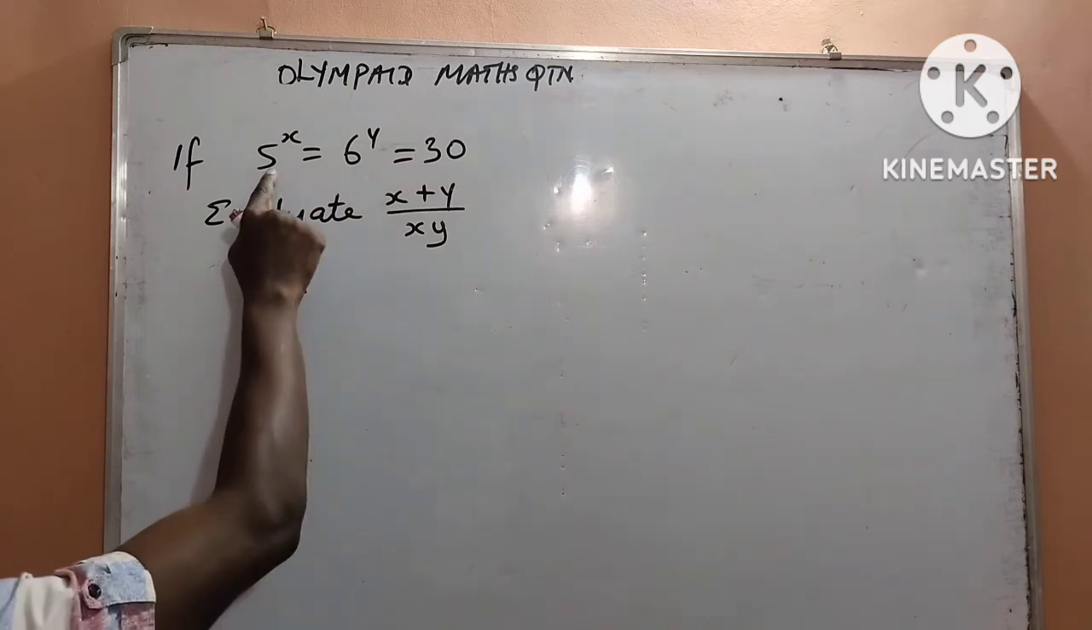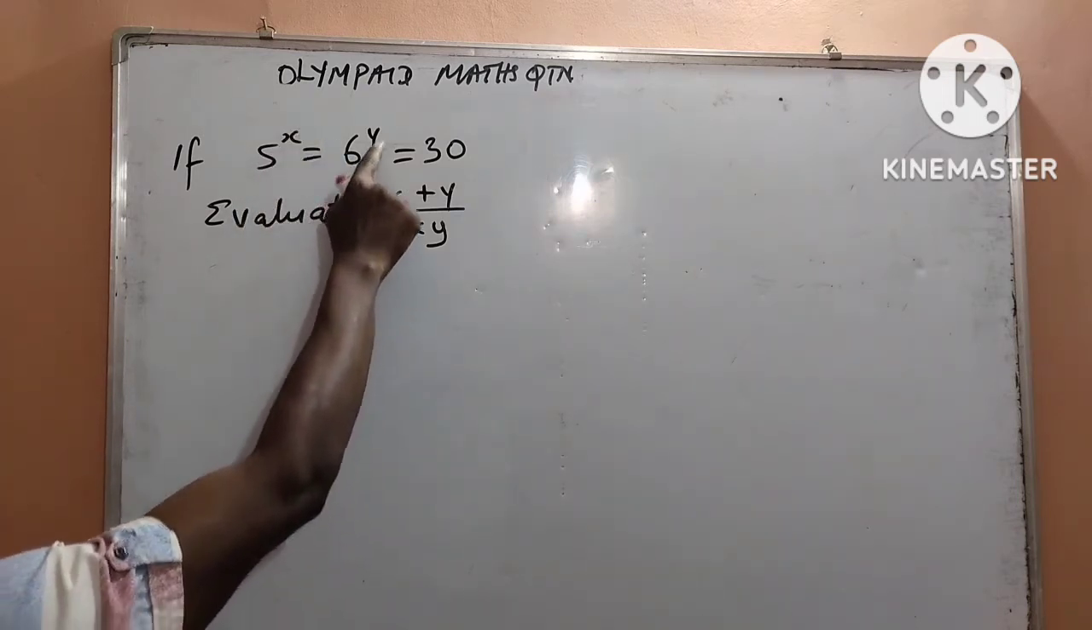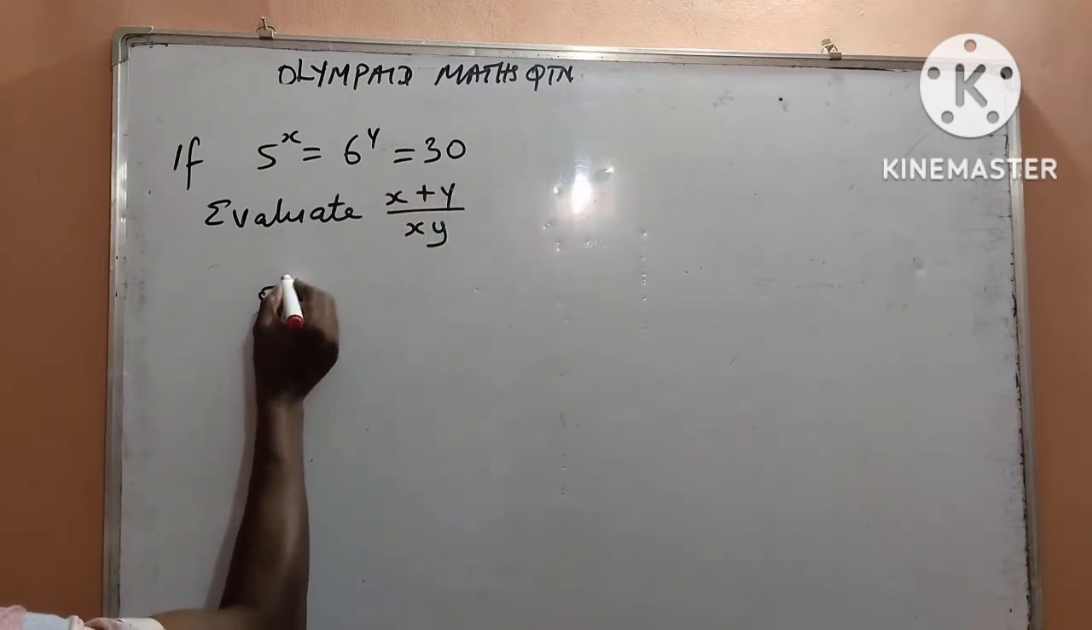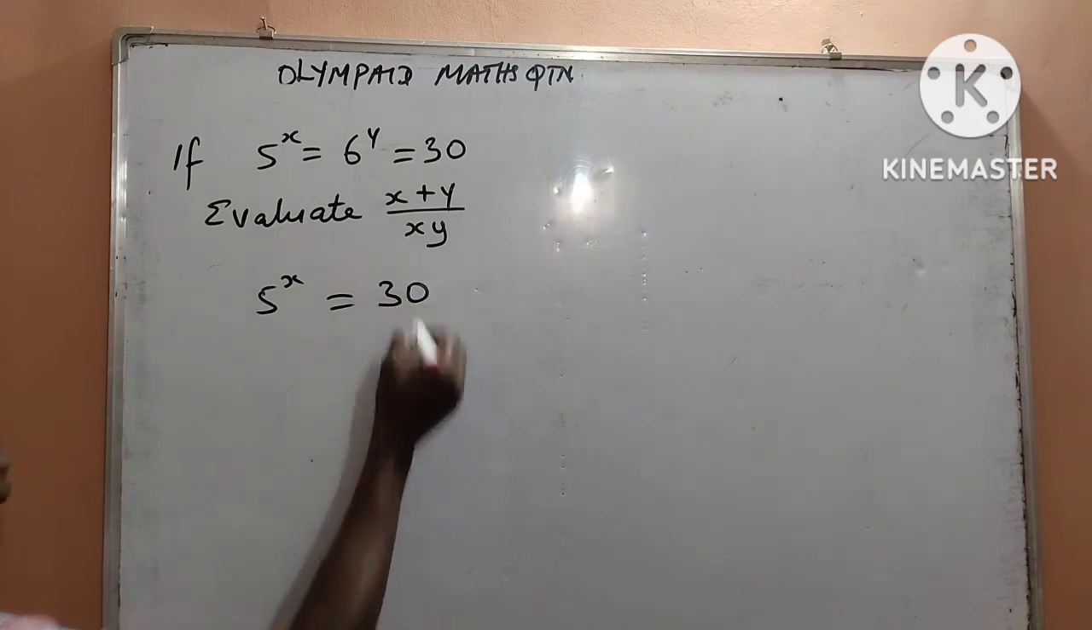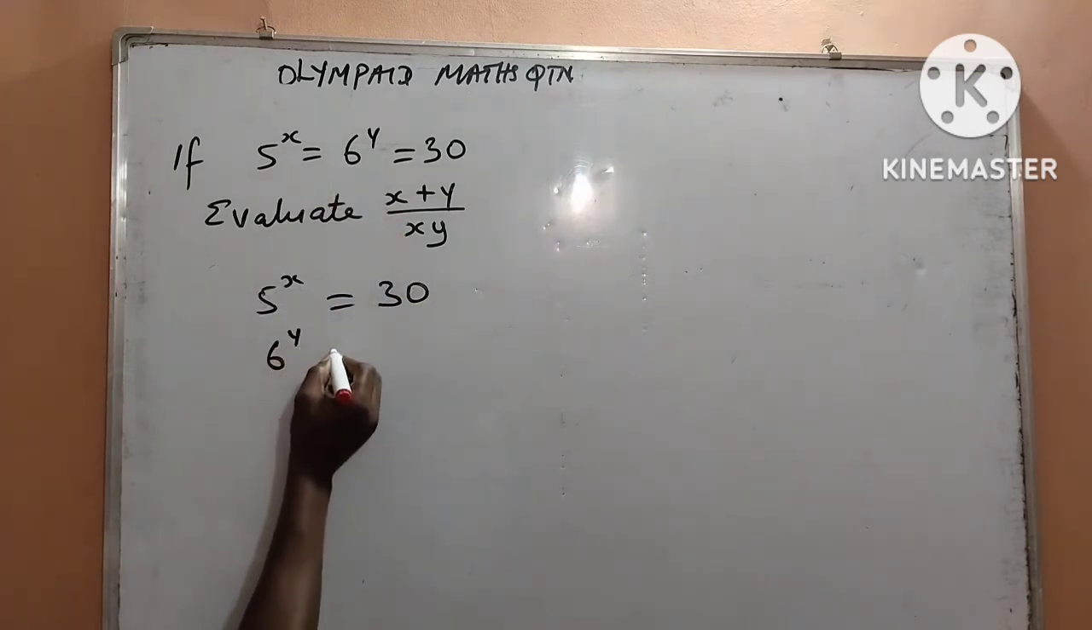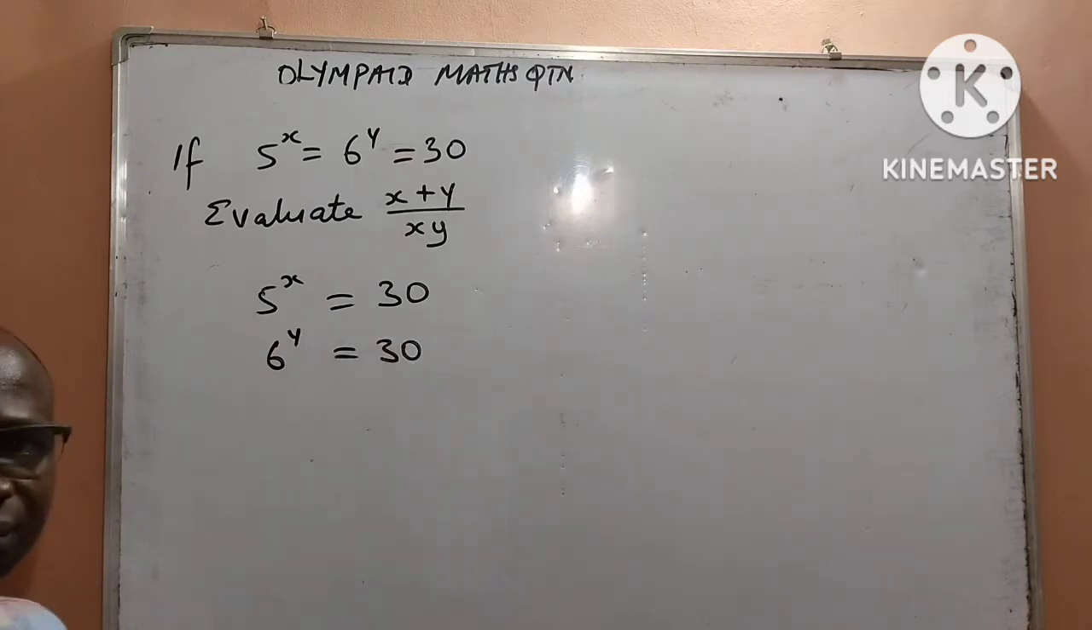Now, since 5 to the power x is equal to 6 to the power y and is equal to 30, it means that 5 to the power x is simply equal to 30. It also implies that 6 to the power y is equal to 30.